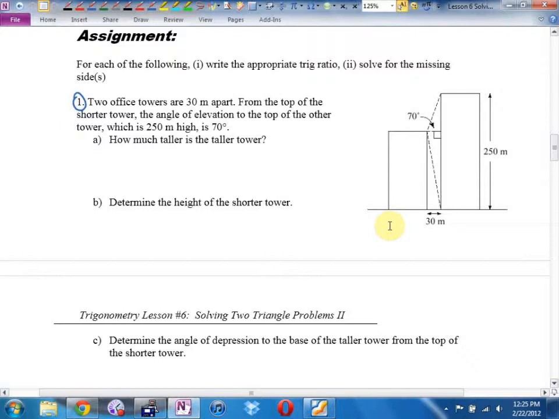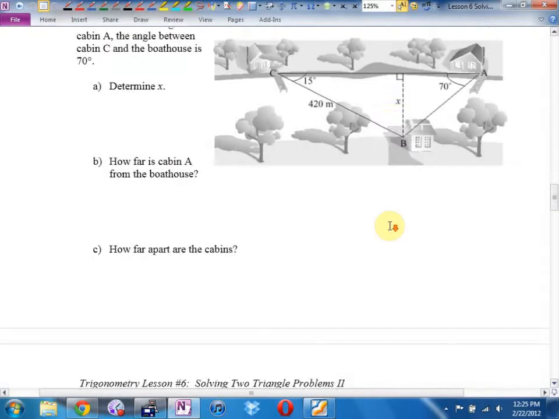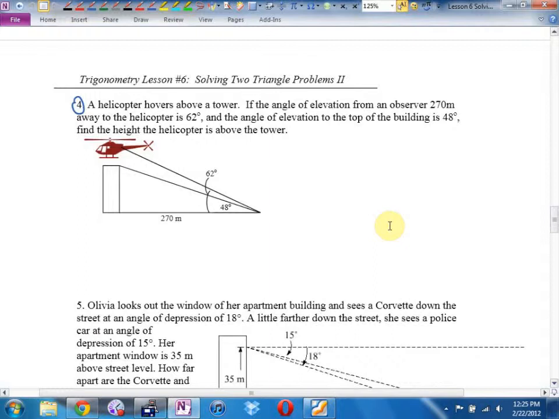Any of these you want me to go over from the homework? Yes? Number 4. Is that the helicopter? Yep. Okay. Number 4. And, Kiara, I think I'm just going to extend my triangle a little bit. And what they want me to find is that there.